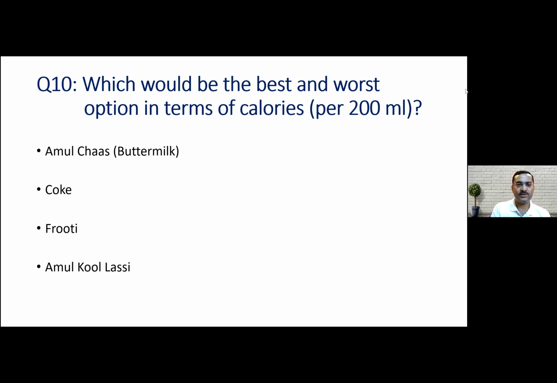There are four options: Amul Chach, or buttermilk; Coke, Coca-Cola, which is a popular soft drink; Fruity, a popular mango drink; and Amul Cool Lassi, a popular milk beverage, which is available widely across cities and villages as well. So I need you to tell me, if you take 200 ml of each of these, which amongst these has the lowest amount of calories, which amongst these has the highest amount of calories. I do not need the number of calories, but I just need the lowest and the highest, or the best and the worst in terms of calories.